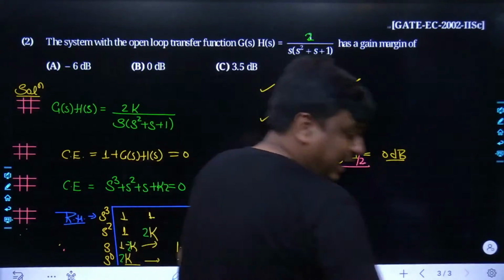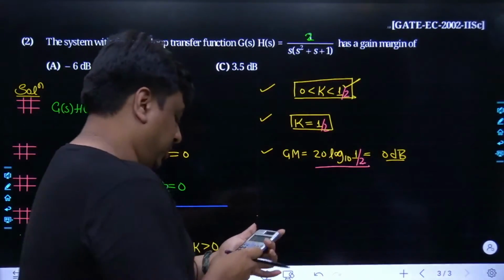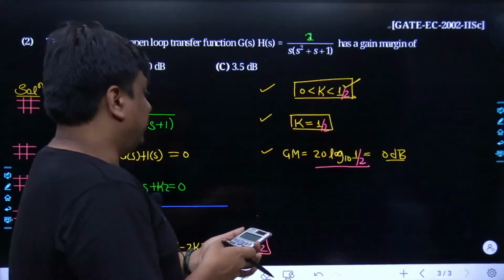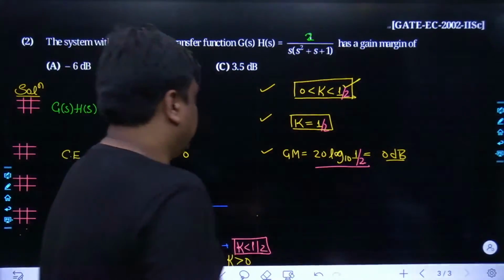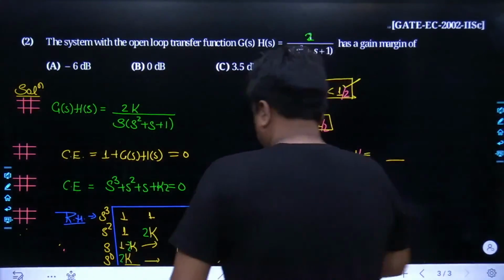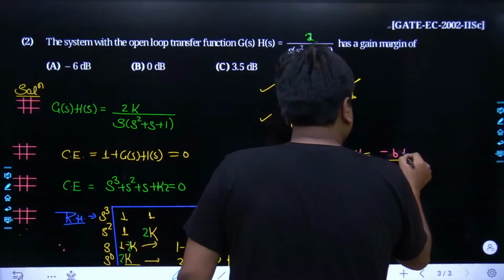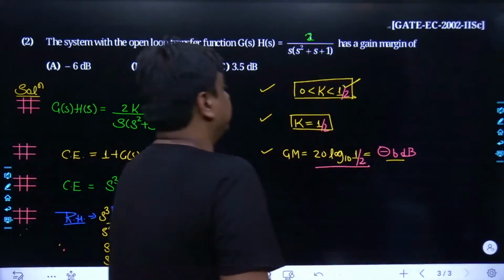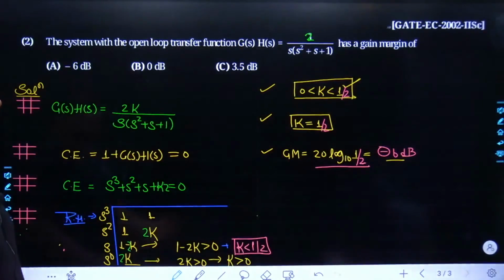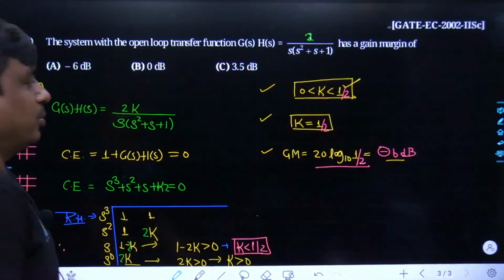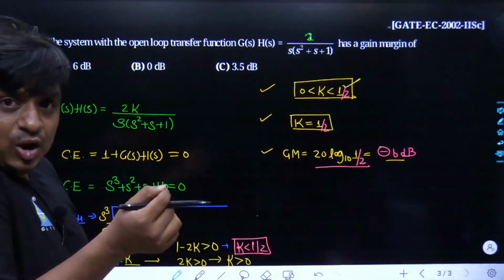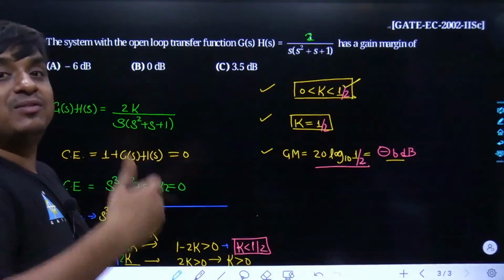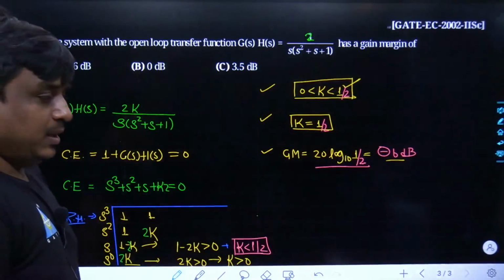Now if you calculate, the gain margin is simply 20 log base 10 of 0.5. The result is minus 6 dB. This minus sign indicates the system is an unstable system. If you are not able to understand, probably now is the right time to discuss a bit about the sign of the gain margin as well as its relation to stability.